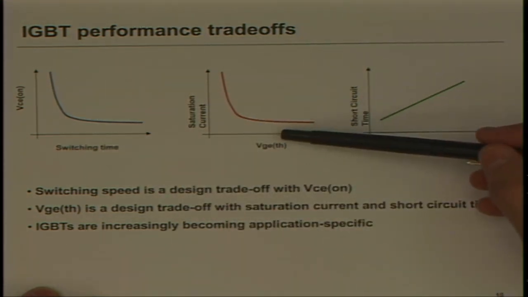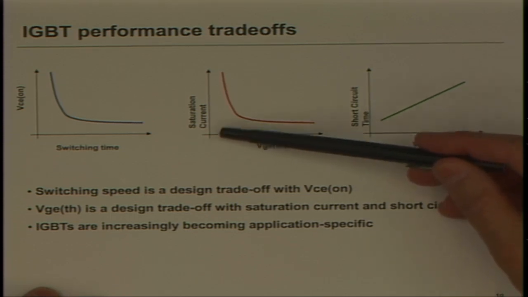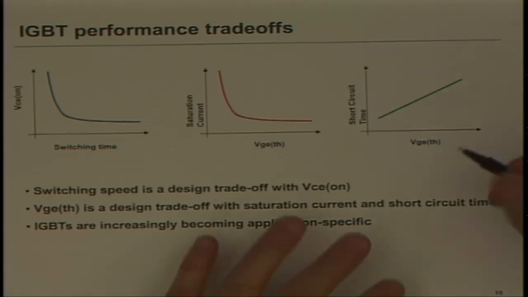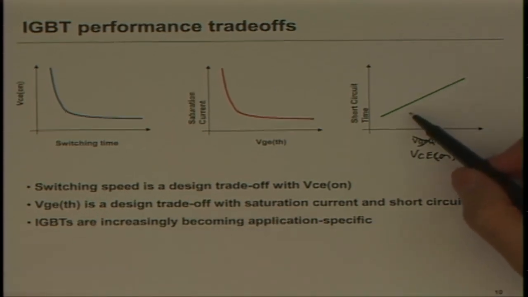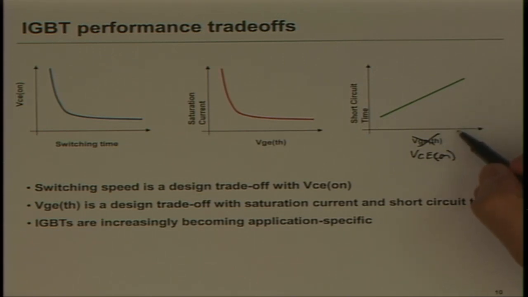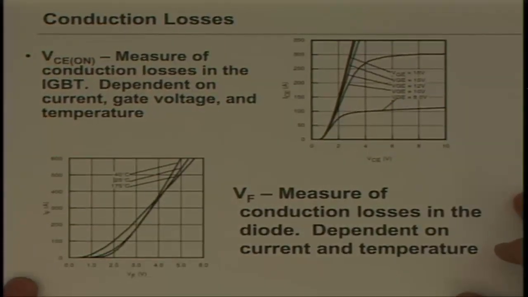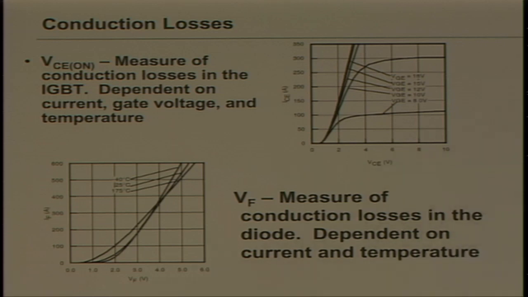And likewise, one of the other things we like to do is have relatively low threshold voltages to be able to drive it easily. But then you trade off saturation current. And likewise, short circuit time is a trade-off. And really, I'm sorry, this is a mistake here. This should be VCE on. So as you get better in conductivity, you give up short circuit time. So the bottom line here is that when you design a device, you're trying to improve both saturation, switching characteristic, and its ability to survive a short circuit.